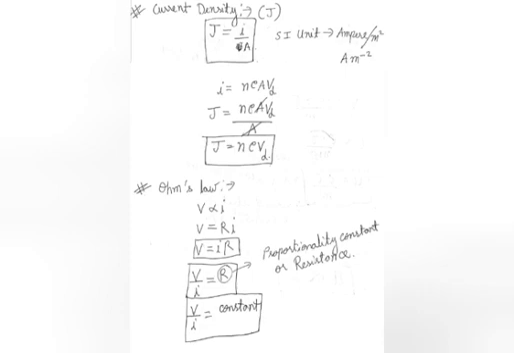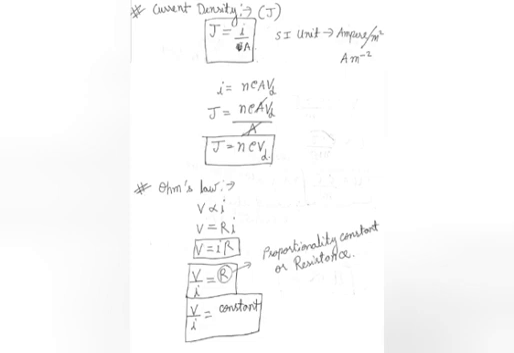Next is Ohm's law. What is Ohm's law? This is something which we have already done in class 10, so we already know what Ohm's law is, but we will still study a little bit about it. Ohm's law states that keeping the physical conditions constant, the current flowing in a conductor is directly proportional to the potential difference across the ends of the conductor.